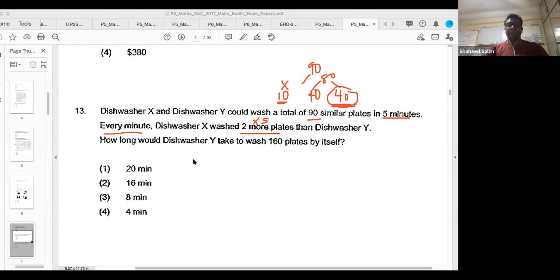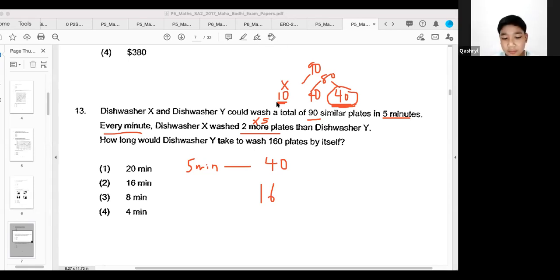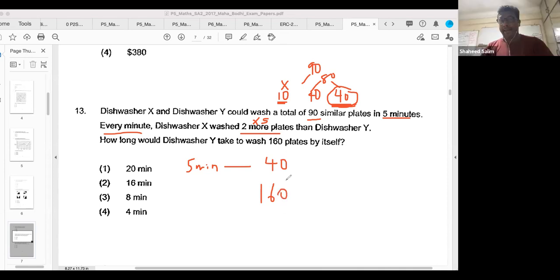Okay, 5 minutes. So down here. Why 5 minutes? Because that's what they tell you, 5 minutes here. So now we are looking at dishwasher Y. 5 minutes, 40 plates. 160 plates. How do you get there? You times by 4, times by 4. And then you get 20 minutes.